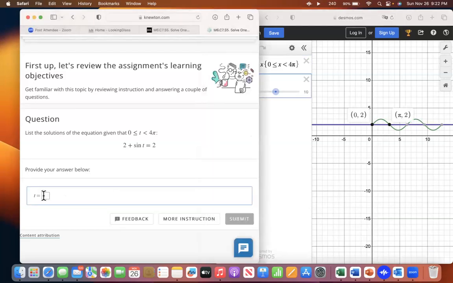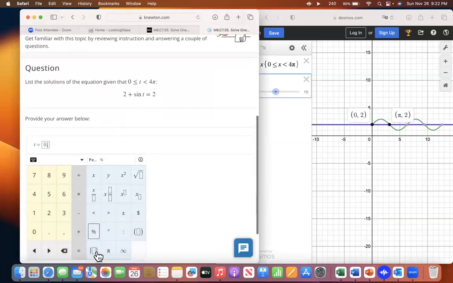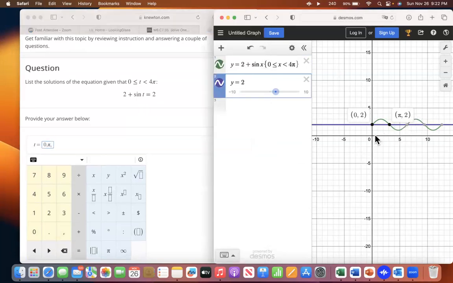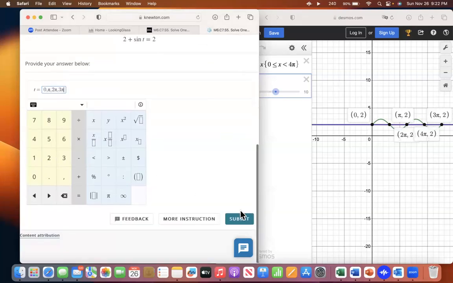Oh, it's not even going. What the heck? Oops, that's 0, pi. 2 pi. And it looks like 3 pi is the next one. So that last one does not count because it's not included. So it just stops at 3 pi. Yes.